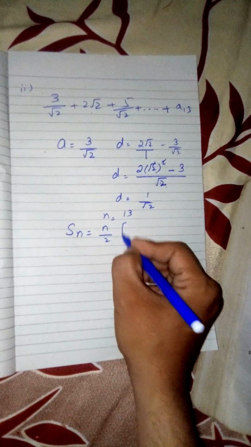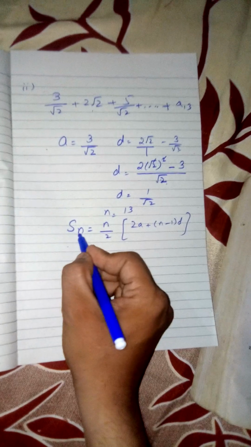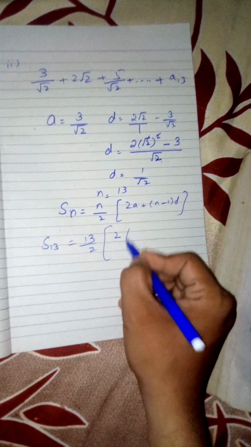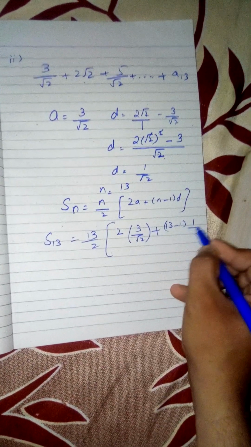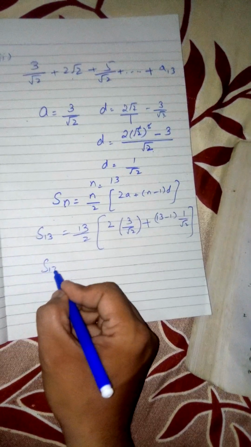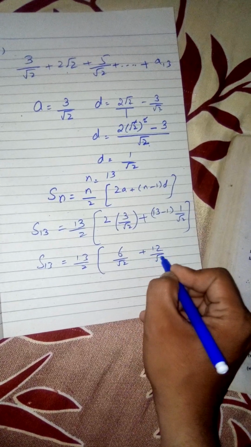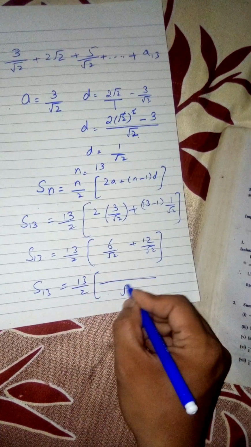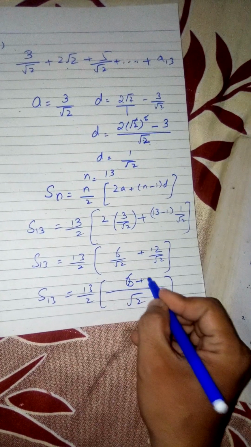It becomes 13 upon 2 times (2 times 3, that is 6 over under root 2, plus 12 over under root 2). Now it becomes 13 upon 2. Under root 2 will be taken as the LCM, and under root 2 cancels out. The result is 6 plus 12, which becomes 18. Then S13 is equal to 13 upon 2 times 18 upon under root 2. 2 ones are 2, 2 nines are 18. When we multiply 13 with 9 it becomes 117 over under root 2. This is the 13th term.